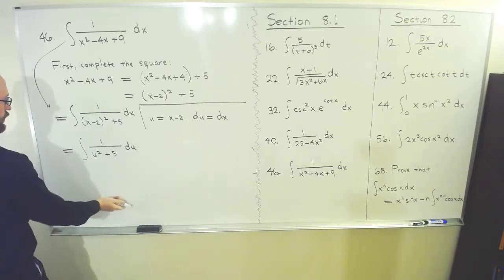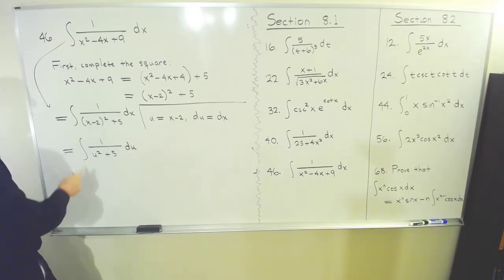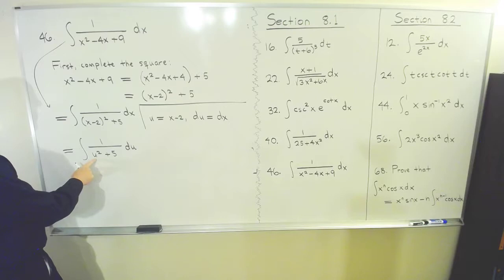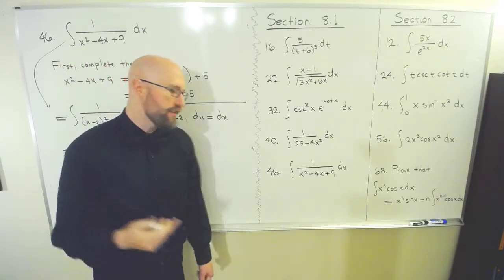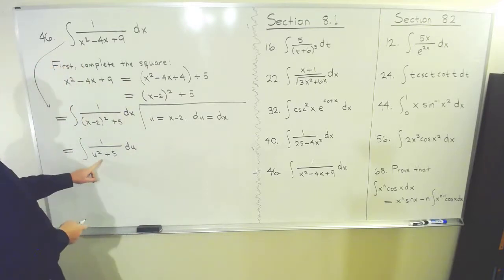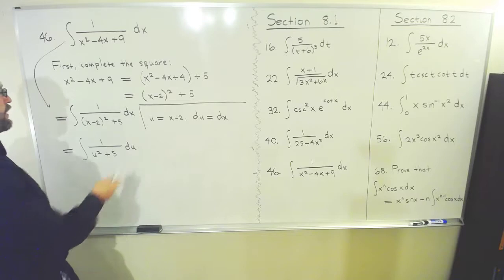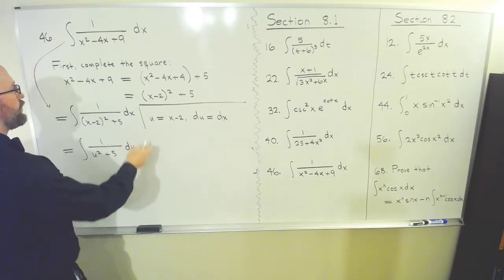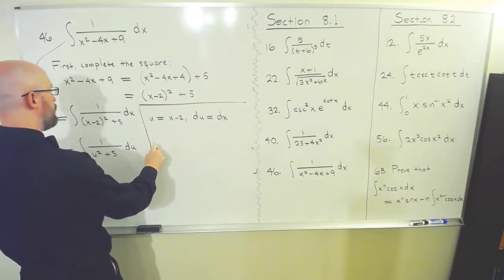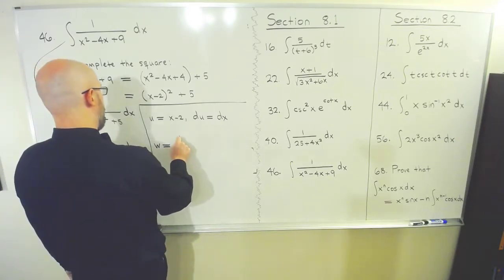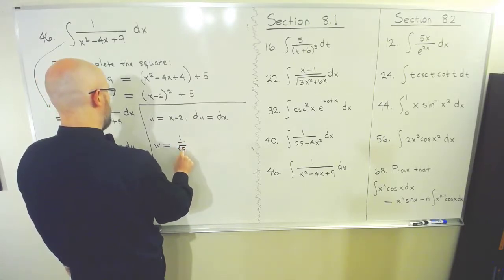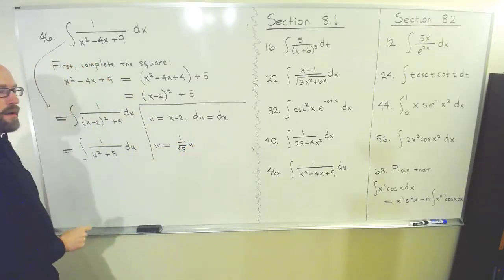Now I'm in a similar situation to the way I was before, in the sense that this kind of looks like my u squared plus 1, which is what I would want if I'm going to use inverse tangent. But it's not quite that way because there's a 5 here instead of a 1. So I want to choose a new variable, so I'm going to do another substitution. I'm going to choose w equals, let's see, 1 over square root of 5 times u. Now, why do I choose this?